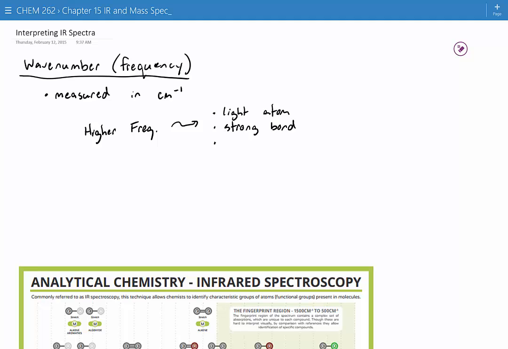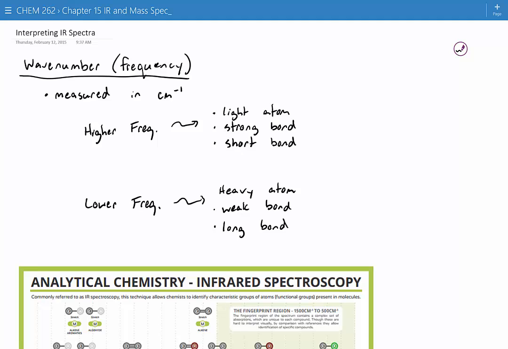So we said that frequency can be indicative of a light atom that's vibrating. It can be indicative of a very strong bond, or it can be indicative of a very short bond. So we've gained a lot of information from the positioning here. Conversely, we said that the lower frequency is indicative of a heavy atom vibrating, a weak bond, or a long bond. So it could be one of these three things.